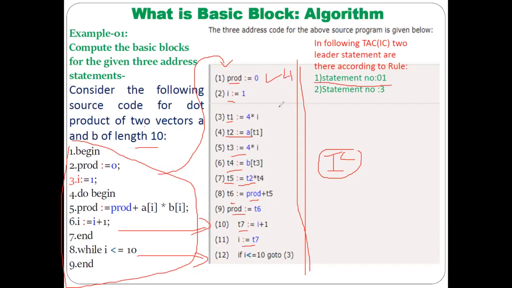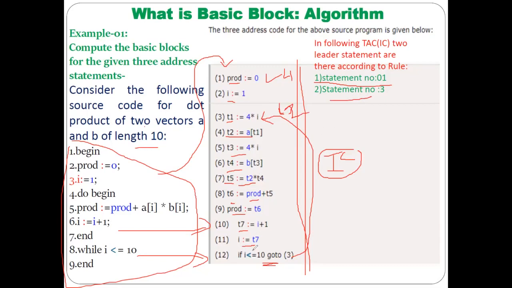Then the second rule is what? The target of a conditional or unconditional go to is also a leader statement. Is there any go to statement? Yes. Go to where? Go to 3. Go to 3 means statement number 3 is also another leader statement.